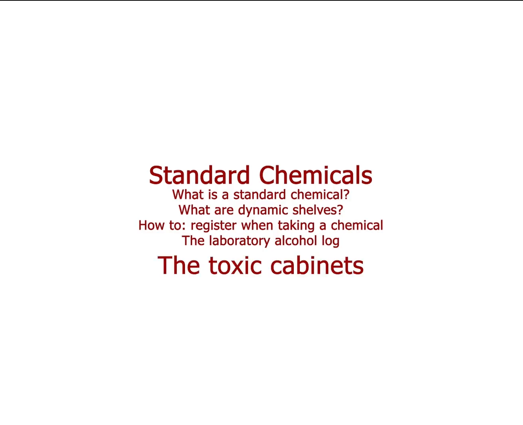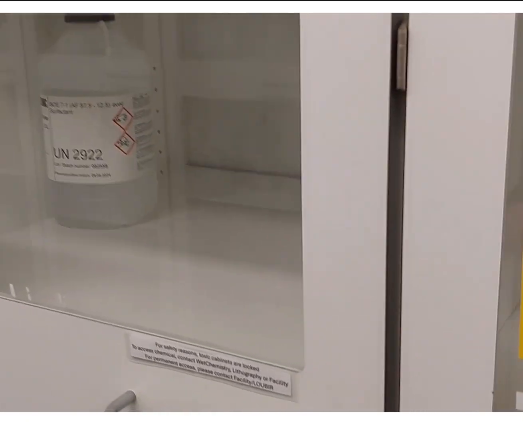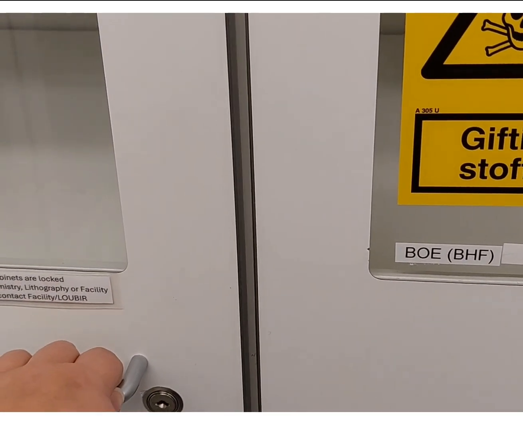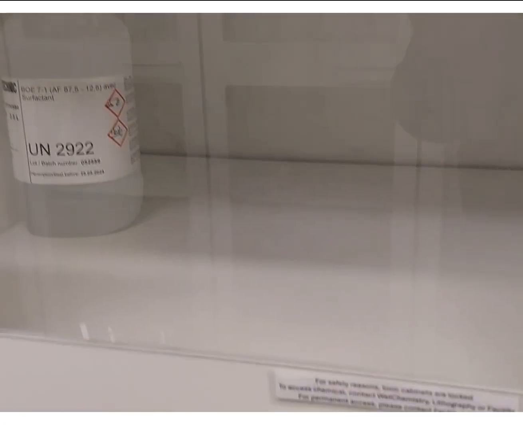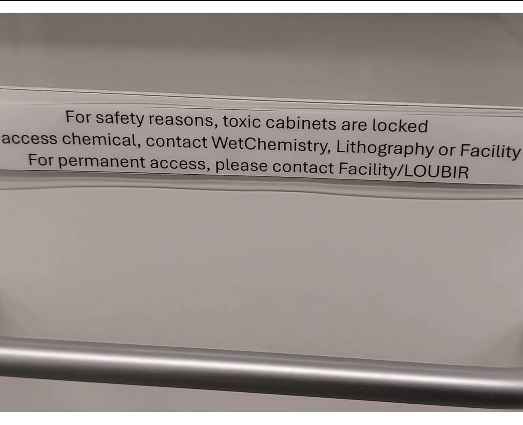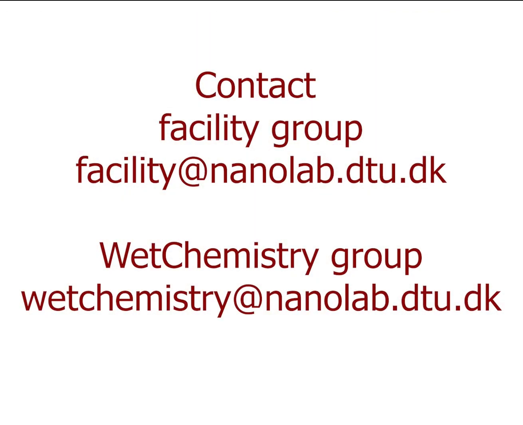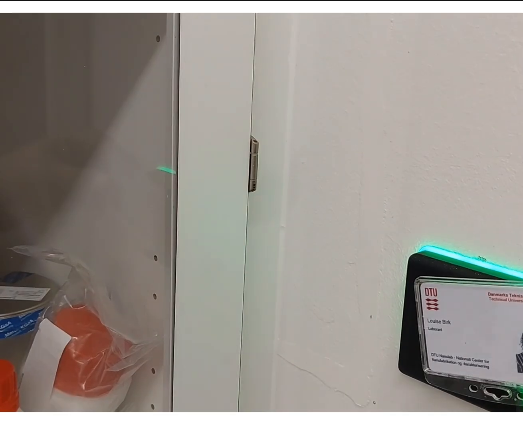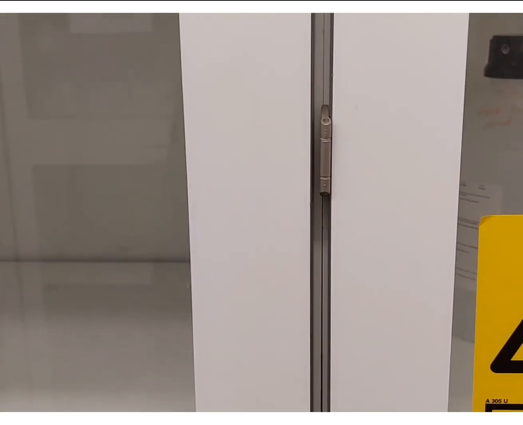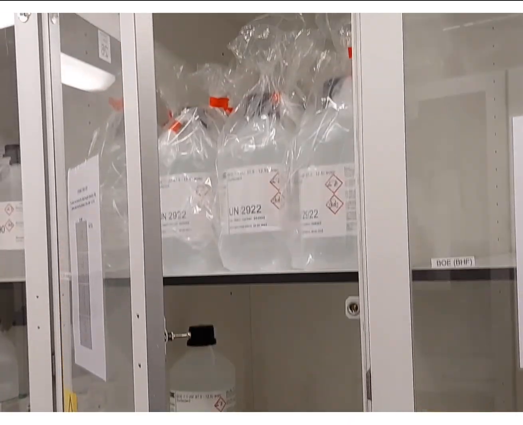The toxic cabinets. Standard toxic chemicals are stored in cabinets with additional locks, as required by Danish safety regulations. These measures ensure that all toxic chemicals are stored securely and safely. If you need a toxic chemical, simply contact the facility group or the wet chemistry group. For recurring needs, we can review the possibility of granting you access. Have questions or need more information? Contact the facility group.